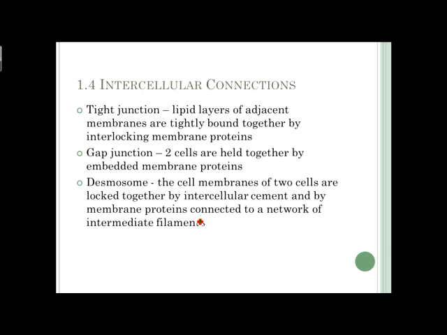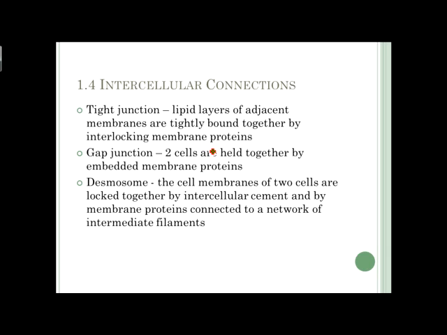response. Intracellular connections. We have three types that we're going to talk about here, which are tight junctions, gap junctions, and desmosomes. A tight junction is a lipid layer of adjacent membranes, and they're tightly bound together by interlocking membrane proteins, and we'll see these here in just a second. Gap junctions, two cells are held together by embedded membrane proteins, and these are kind of like sucker rods going down through cement, and I'll show you what those are. They kind of anchor the cellular environment together.